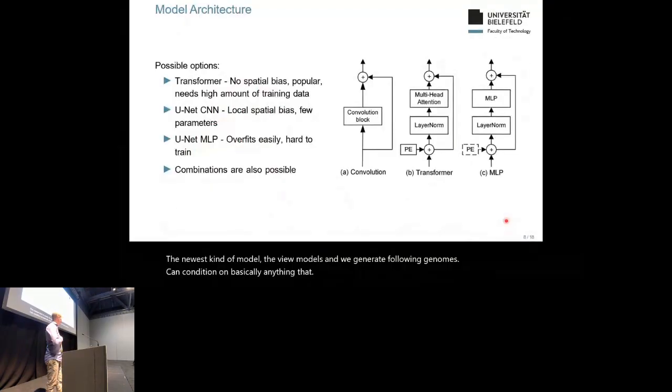Okay, now I want to go into the model architecture, because diffusion models can be realized with a lot of different types of deep learning architectures. They can be realized with a transformer, a CNN or an MLP, and you can think about a lot of different combinations of those, and even other architectures. We tried basically all three of these. They all have their upsides and downsides.